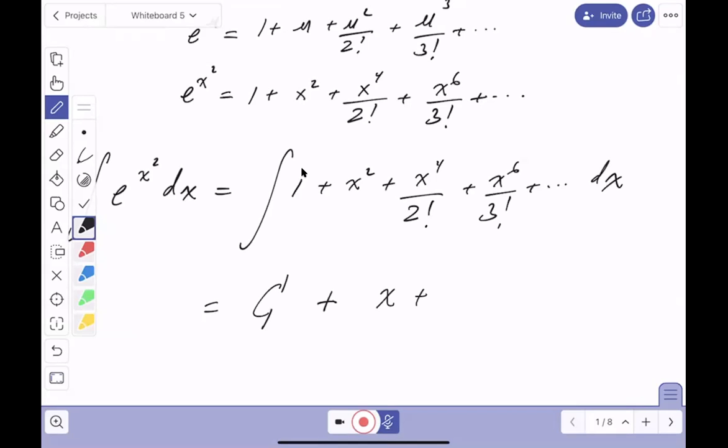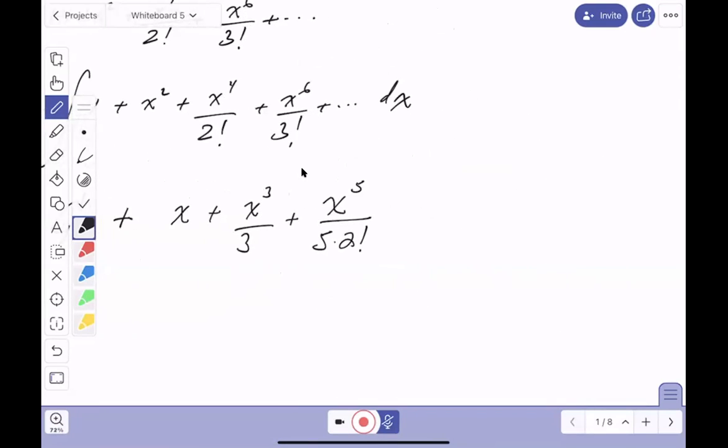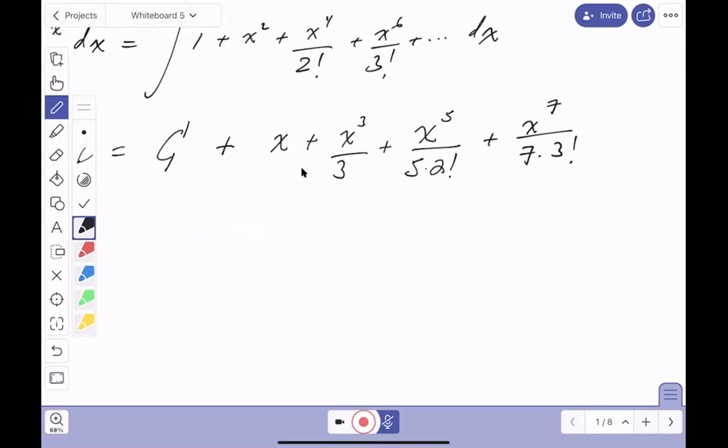X plus x cubed over 3 plus x5 over 5 times 2 factorial. No, I'm not going to simplify that. Plus x7 over 7 times 3 factorial. And I think I got a feel for it.